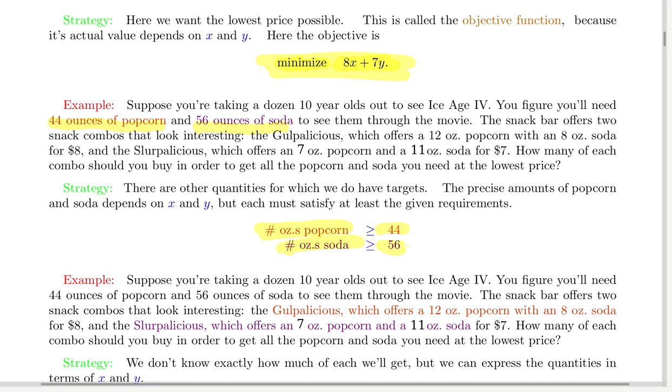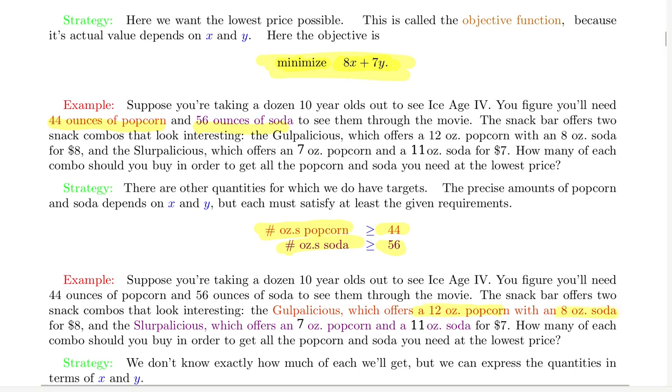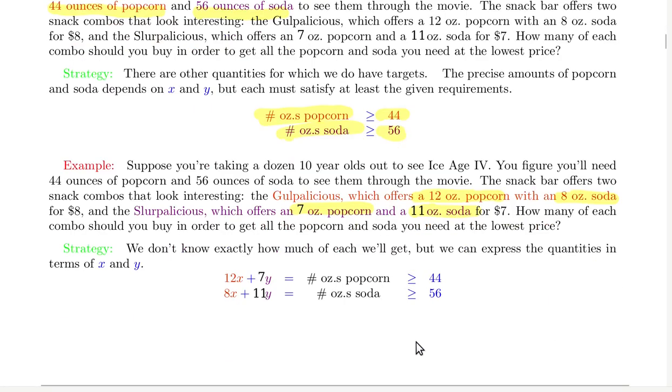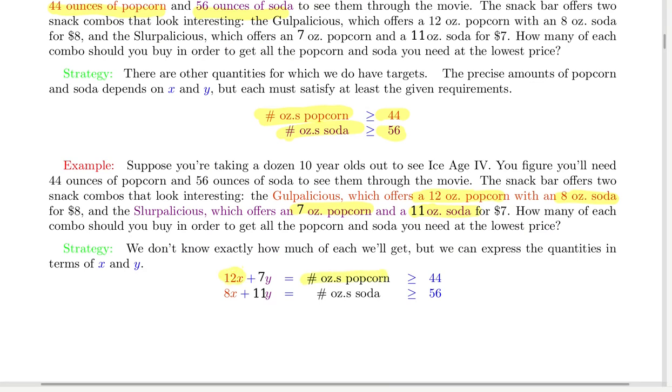Okay, well, we were told the ingredients, right? We were told that the Gulpalicious has 12 ounces of popcorn and 8 ounces of soda. The Slurpalicious has 7 ounces of popcorn and 11 ounces of soda. So we can put those numbers together and say that the total amount of popcorn is going to be 12 times the number of Gulpalicious packs we get, plus 7 times the number of Slurpalicious packs we get, and that has to be at least 44.